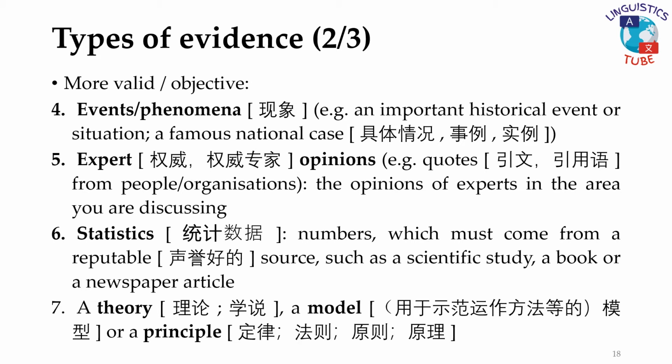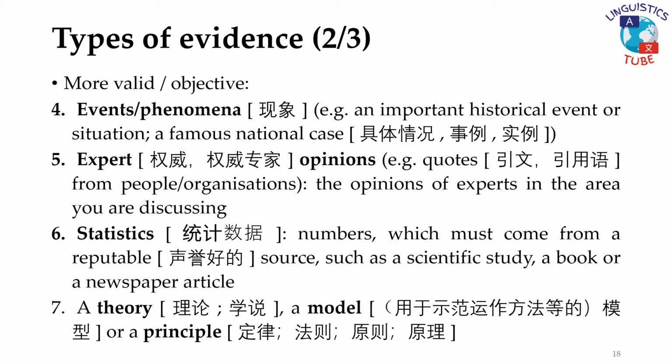Thirdly, statistics from a valid source are perhaps the most convincing source of evidence, as long as they come from a high-quality source. Thus, this is one of the best types of evidence to use. Good examples are a scientific report, a book, an academic article, and a newspaper article.